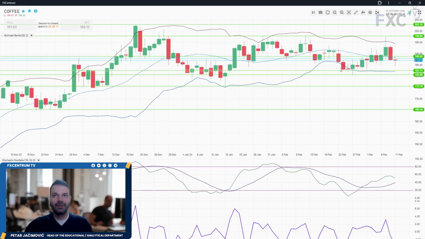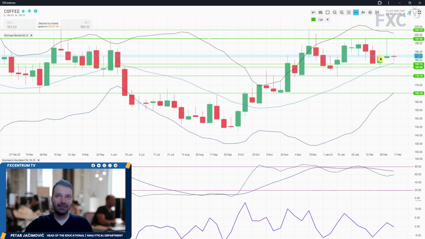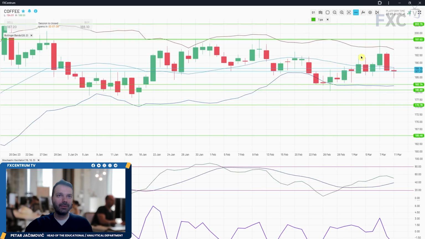We have a daily time frame, and nothing really changed since my previous update. Yesterday we had a neutral day just around the middle Bollinger Band, or the 20 bar moving average, which is around the 187.70 mark. Still, the coffee market is trading in a sideways regime, and you can also see on the weekly it's been trading sideways since the beginning of the year. I'm waiting for the potential breakout for the bigger movement on the coffee market.